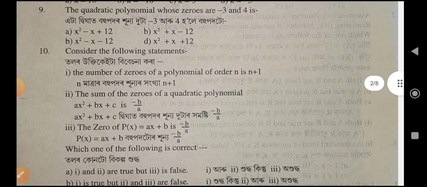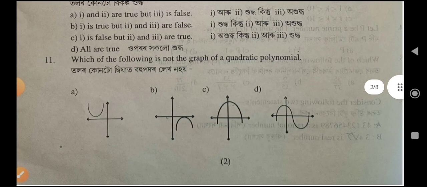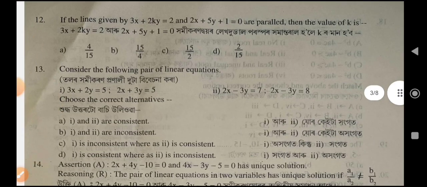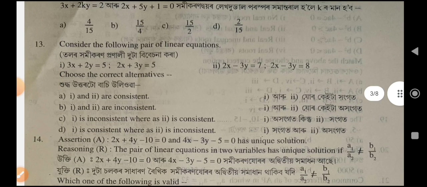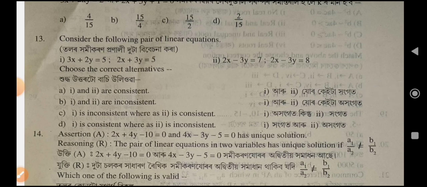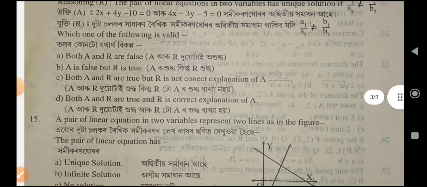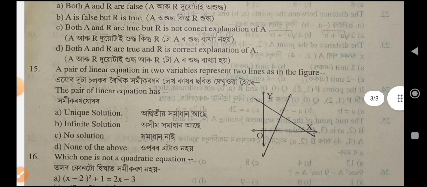Next, question number 11, D will be the answer. Next, question number 12, the answer will be your option B. 13, the answer will be your option D. Question number 14, the answer will be option D. Question number 15, the answer will be your option A, unique solution.